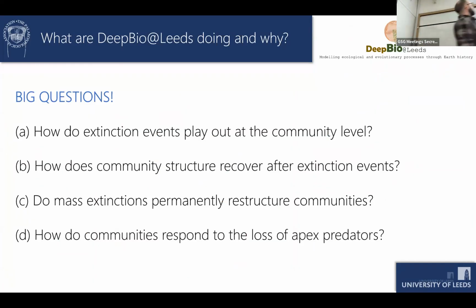We want to know how community structure recovers after extinction events. We want to know if mass extinctions, particularly the big ones, like the late Permian, and the ones that define the end of the eras, like the Cretaceous-Paleogene mass extinction, permanently restructure communities. Are our marine communities structured differently in the Paleozoic compared to today? And Amy, my PhD student, is really interested in how communities respond to the loss of apex predators. So the big things at the top of our marine food webs, which are some of the most endangered and vulnerable species in our oceans today. What happens when we lose them?